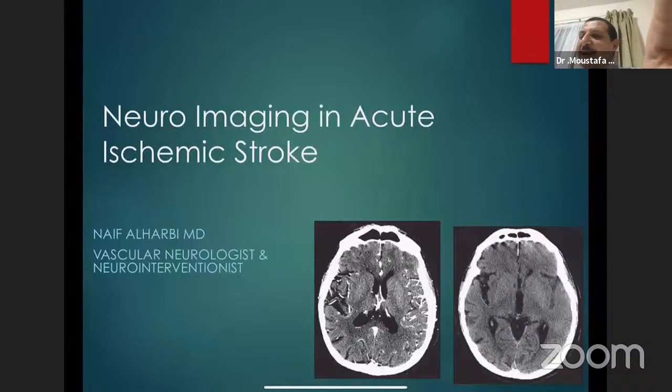Now we'll start with our guest speaker. After each one, we'll have 5 to 10 minutes of discussion. Dr. Wadi has patients, so maybe he will be late, and maybe he will be the last one if he cannot join us now. Now we'll start with Dr. Naif Al-Harbi. He will talk about neuroimaging in stroke. Let's start with Dr. Naif.